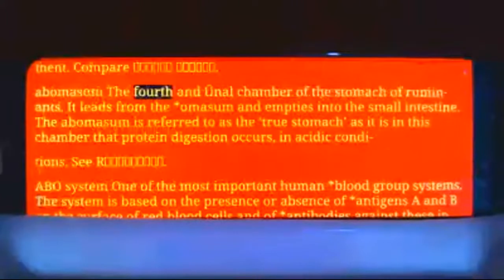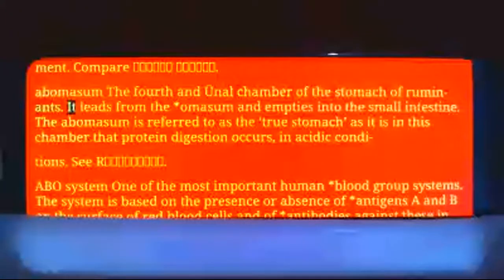Compare. Abomasum, the fourth and final chamber of the stomach of ruminants. It leads from the asterisk omasum and empties into the small intestine. The abomasum is referred to as the true stomach, as it is in this chamber that protein digestion occurs, in acidic conditions.